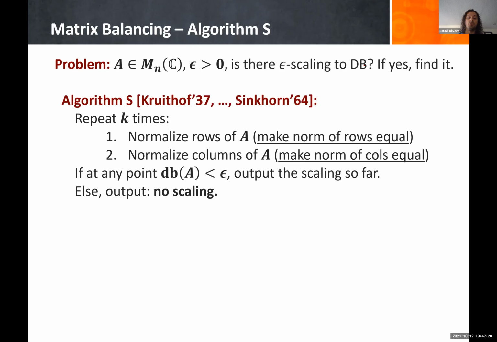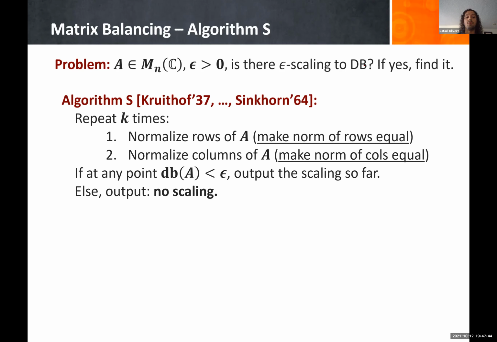As Ankit showed, there's an algorithm that was known to Kruithof, when he was working on telephone engineering, apparently, in the 30s. It's much better known as the Sinkhorn algorithm, even though even Sinkhorn admitted that it was already known for a while. So this is just the first documented appearance, with Kruithof.